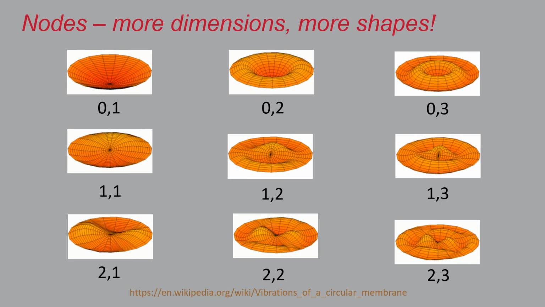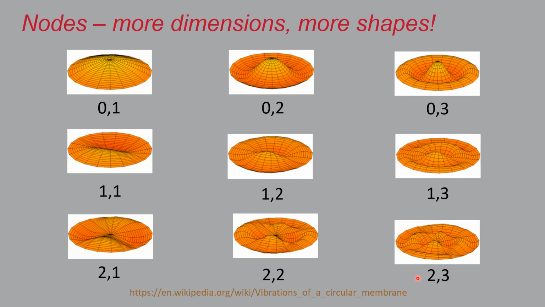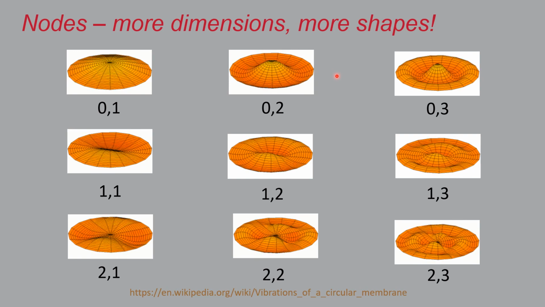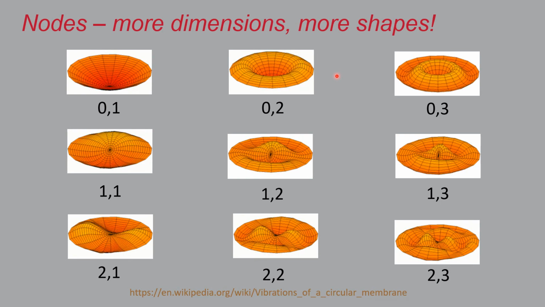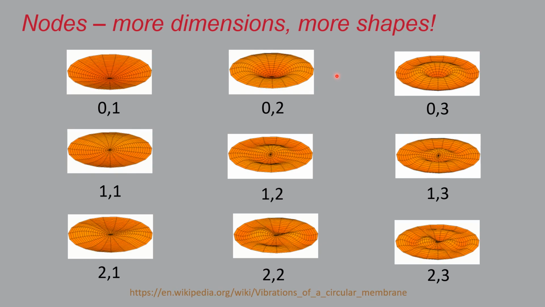So what I want you to do here is, and these numbers right here, this 01, 12, 23, these are the values for the 2 quantum numbers. So what I want you to do is tell you which quantum number is related to the circle nodes and which quantum number is related to the line nodes. So, hit pause, think about it for a second.